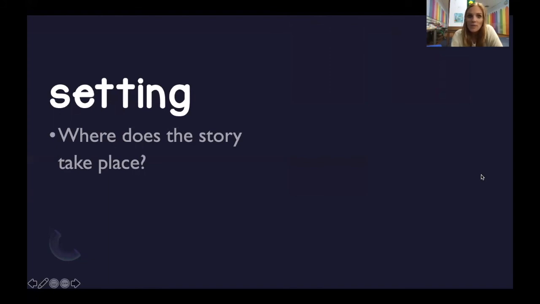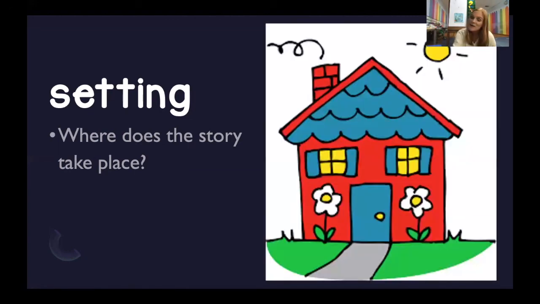So what about the setting? Setting. Remember, setting, we are doing where does the story take place? Where are they in the story? In the story, The Napping House, where are the characters? The characters are in the house. In the house or on the bed. Where are the characters? In the house.